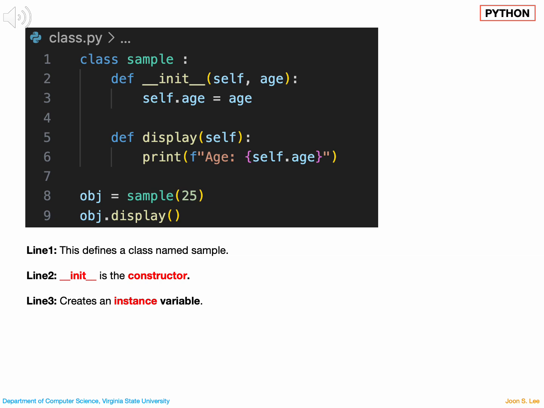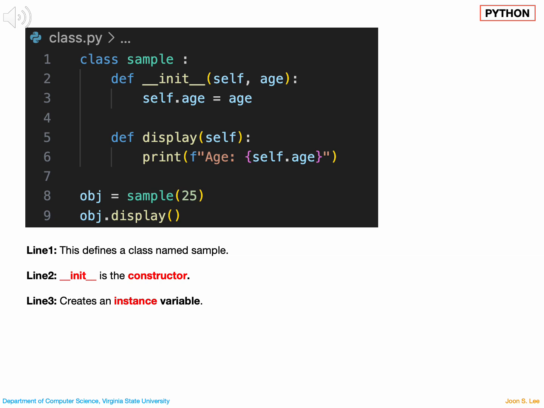Next, on line 5, we define another method called display. Again, notice that self is the first parameter. This allows the method to access the object's data. On line 6, we print the value of self.age. This shows how a method can use an instance variable.